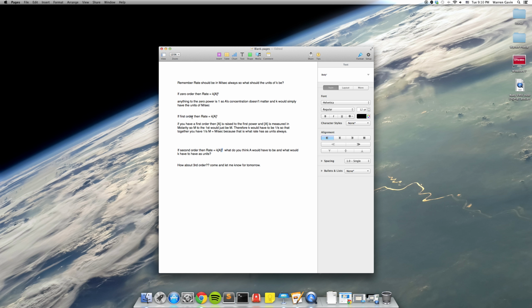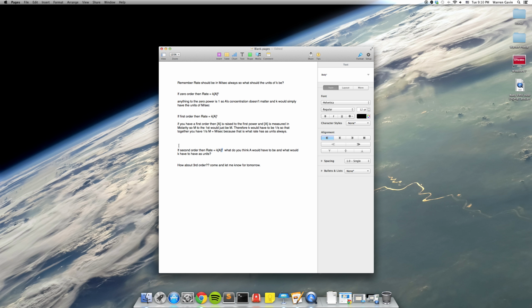If you look at a first order reaction, then rate has to be molarity per second equals K times A, which is molarity always, raised to the first power. Well, something raised to the first power is just going to be itself, so this stays as molarity. And then K would take on the units of 1 over S to give you that molarity per second that you need to have for rate.